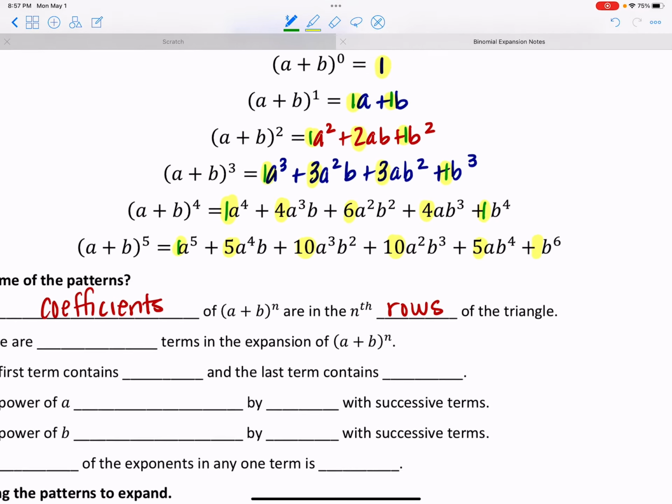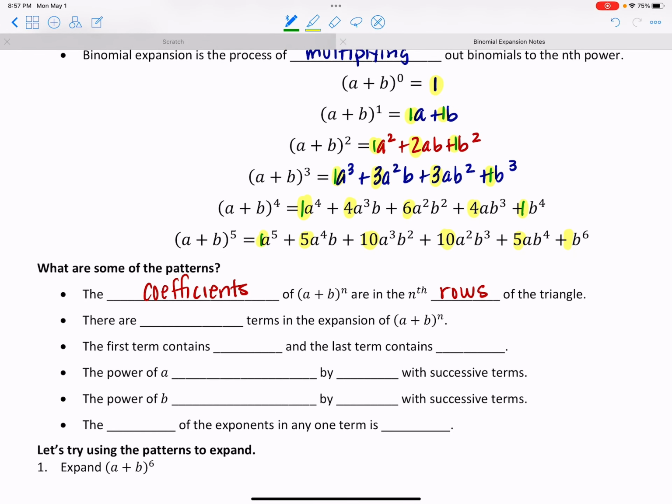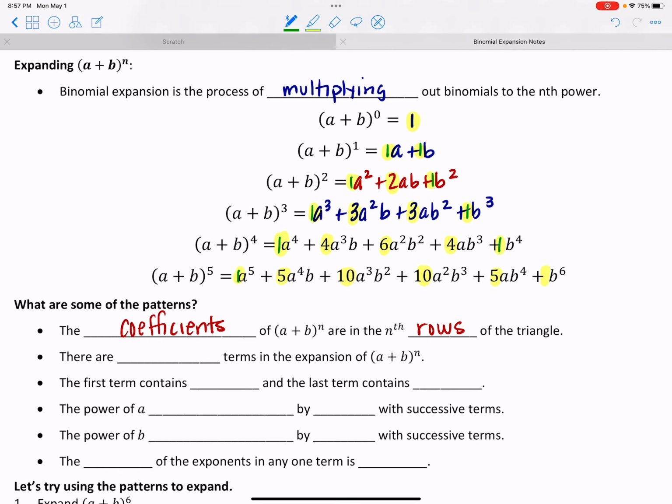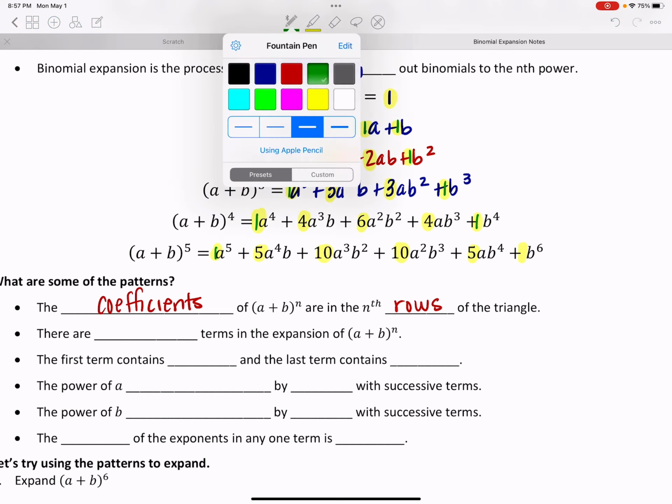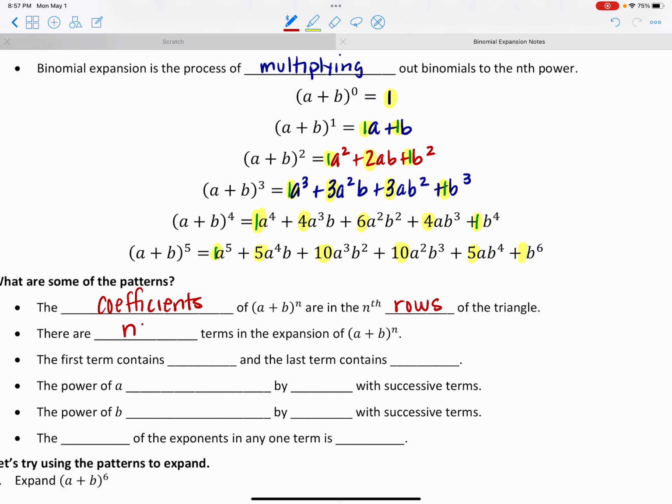But these aren't the only patterns that we see. We want again to make quick work of our expansion. I don't want to actually have to multiply out something like a plus b to the 5th power. So what else is happening? Well, first, when we had the power of 0, we got 1 term. Power of 1, we got 2 terms. Power of 2, we got 3 terms. Power of 3, we got 4 terms. Power of 4, we got 5 terms. And power of 5, we got 6 terms. And it will always be the case that there are n plus 1 terms in the expansion of a plus b to the n. So whatever our power is, we'll have one more term than that power.